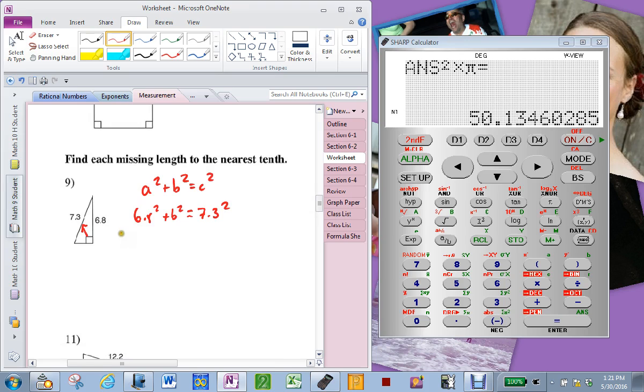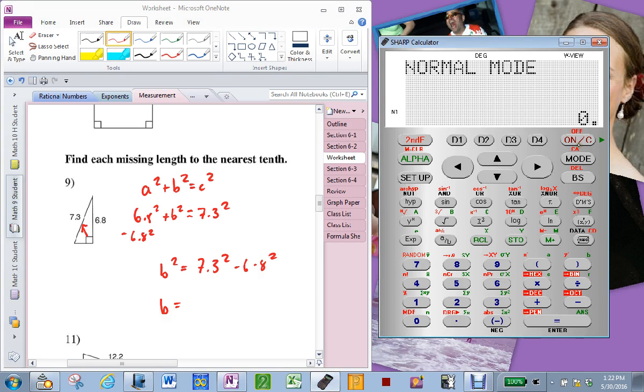So how do I get rid of this? I got to take away 6.8 squared, don't I? If I take that away from this side, what do I got to do to this side? Same thing. 7.3 squared minus 6.8 squared. Do that, square it. Do that, square it, subtract it. Then what do you do to your answer? Square root.